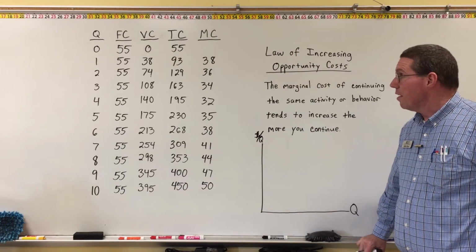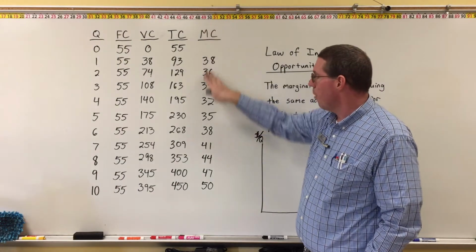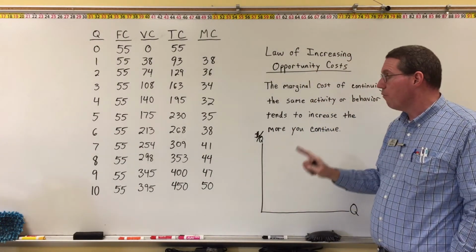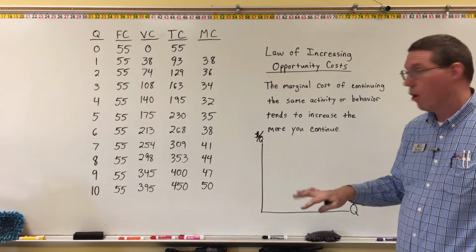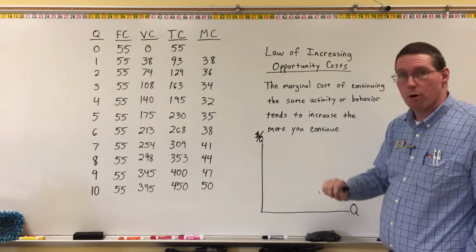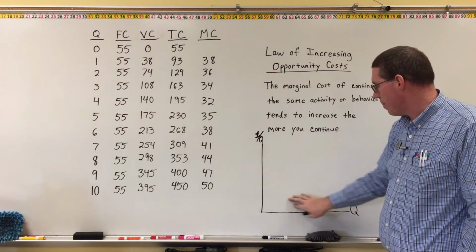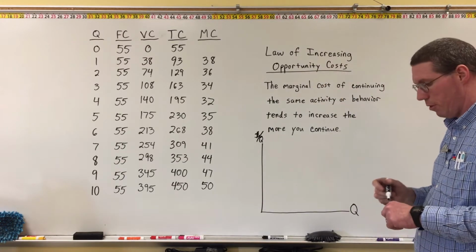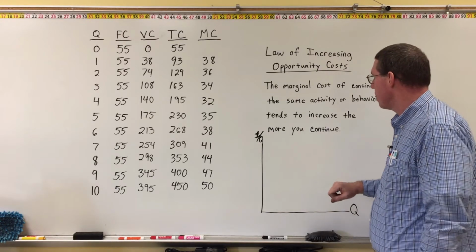All right, so now that we have reviewed our costs, and in particular marginal cost, we now can get an idea of what the shape is of the marginal cost curve on the dollars per unit graph. All right. Now, before we look at this, I want to quickly review the law of increasing opportunity costs with you. Now, this is just kind of paraphrased, but here's the basic idea.